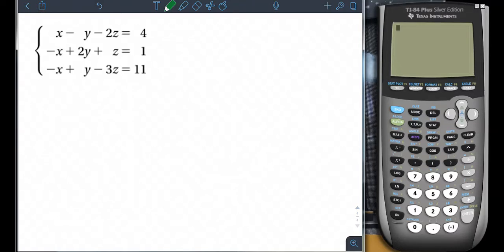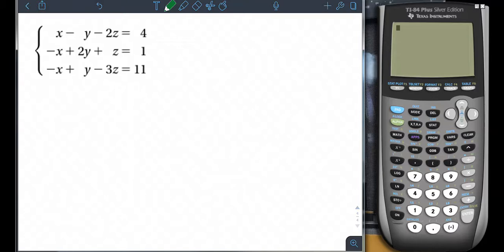Hi, so today I'm going to show you how to solve a system of three variables with three equations using Cramer's rule and using a Texas Instruments calculator. For that, I have this exercise. I'm going to write four different matrices so I can solve this exercise.